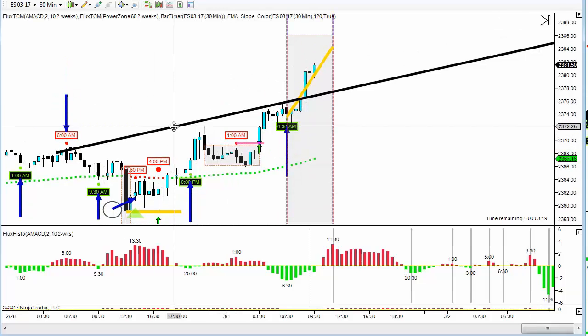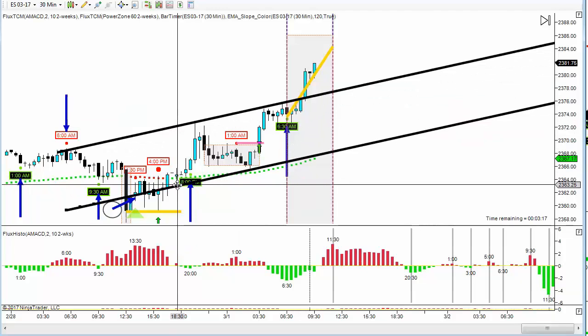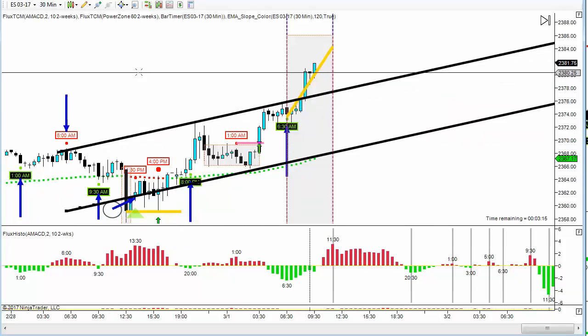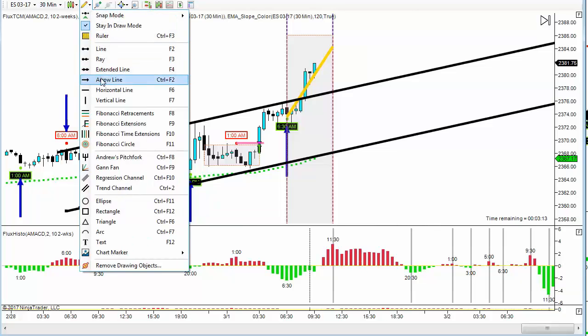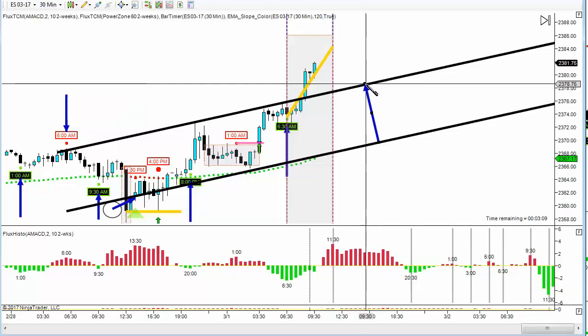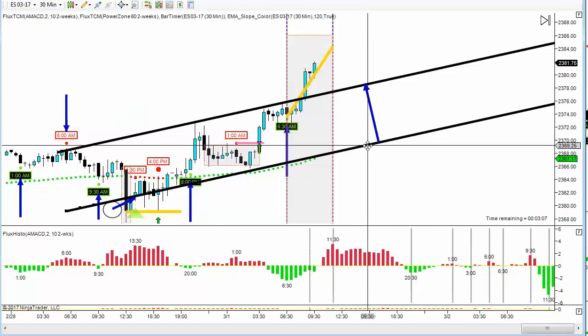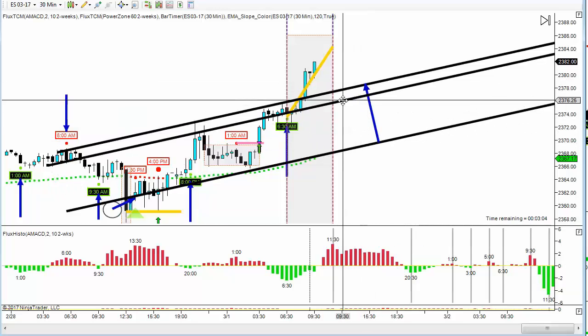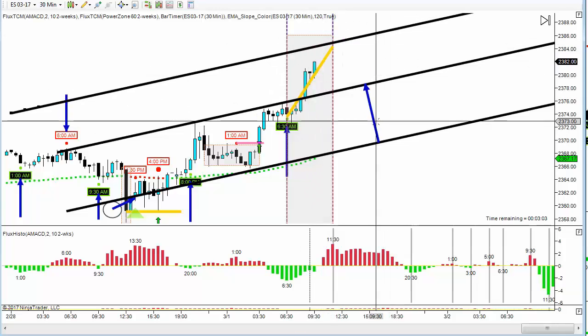Once I have my angle, I can come down. There's my other lower trend line. Once I know the distance between the two trend lines, I draw a right angle, or as best as I can get to it. Now I draw my next line up here.